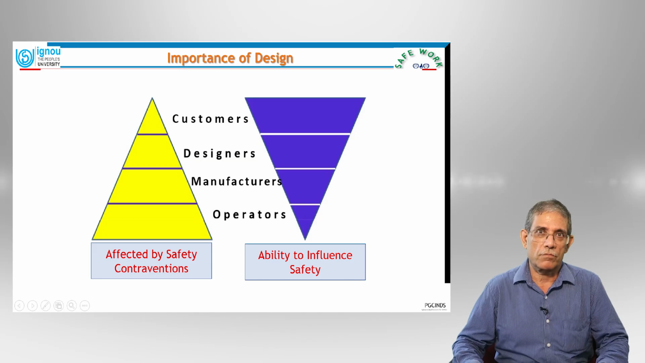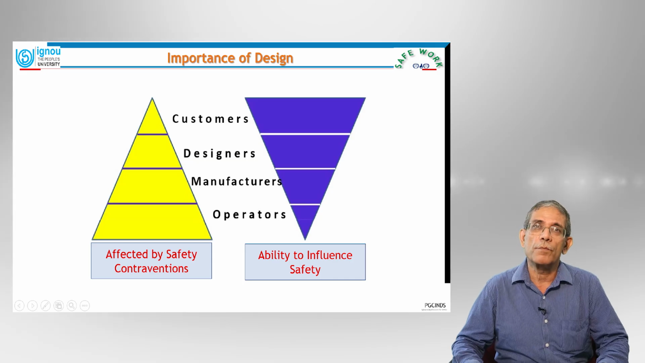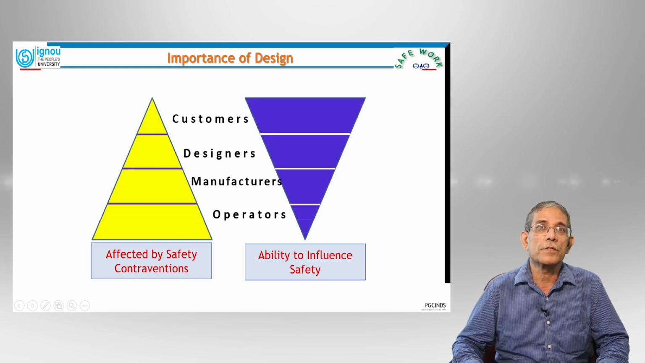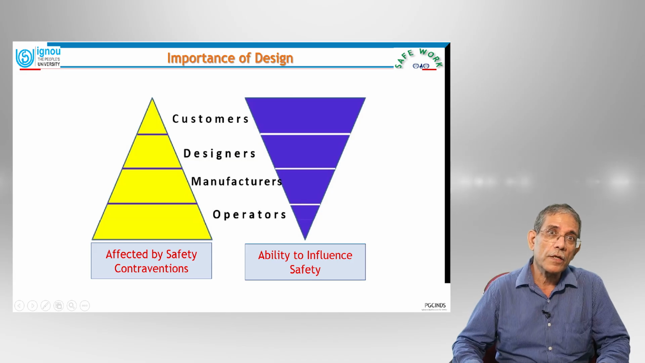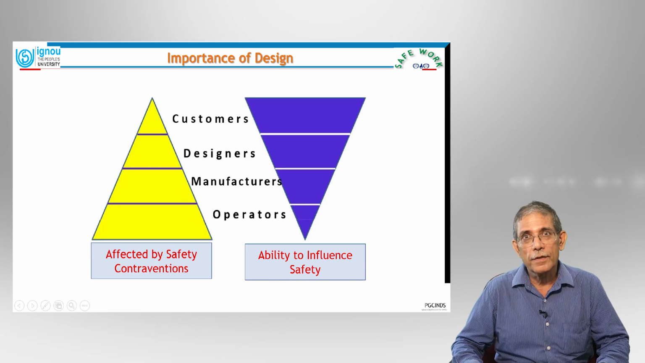The operators' ability to influence safety will be least. The operator can't do anything once anything is designed which is not safe, because he has to operate somehow. Therefore, ability to influence safety will be least. However, he will be the most affected person by the safety contravention. Whatever rules and regulations have not been followed to design the safer design, the operators will be most affected.